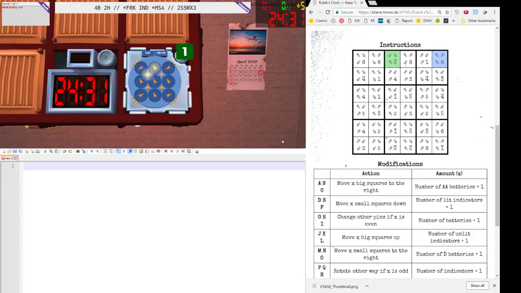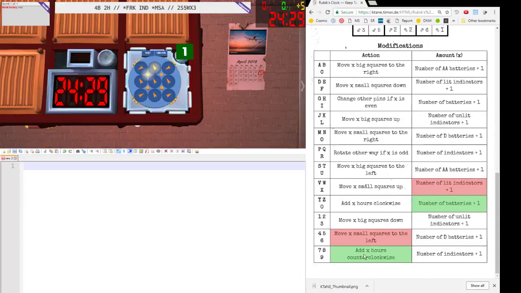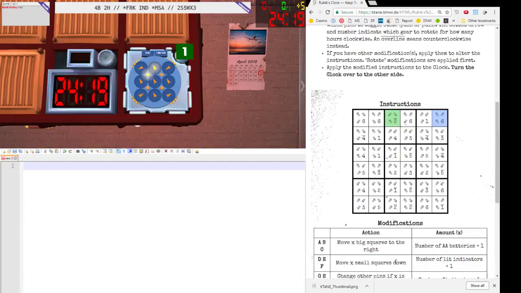And then the other rule: add x hours counterclockwise, where the number is the number of batteries plus 1. We have 4 batteries, so that gives me a number of 5. So we're going to add 5 counterclockwise. So we're going to do top left, top right. Top right. Turn the top left.